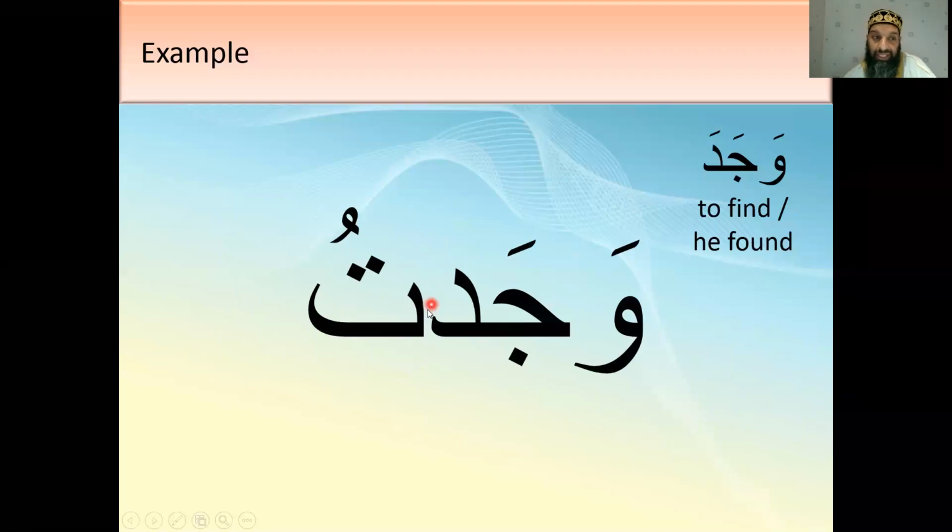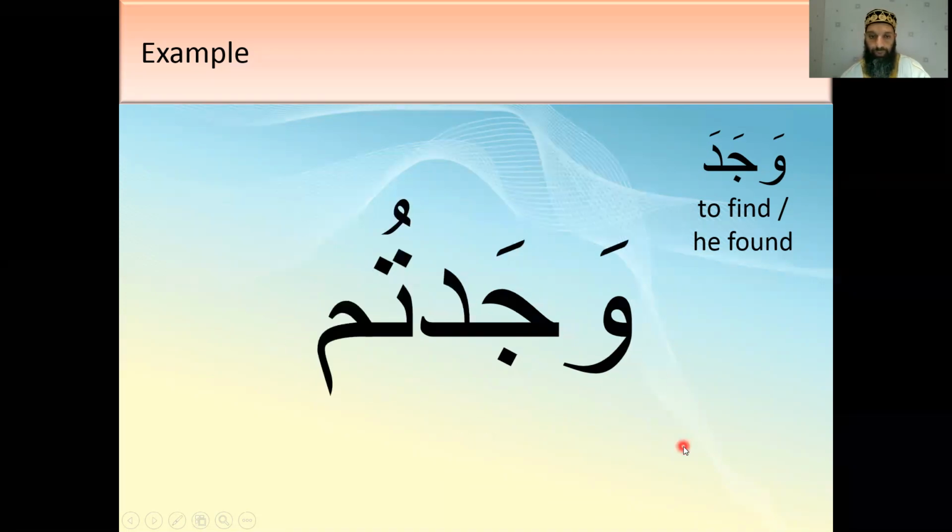So it's actually I. Whenever you see a tu, it means I did that verb. Now you just need to know what the verb means. Wajada means to find. So wajadtu means I found. Excellent. Same verb, wajadtum. What is wajadtum? What does tum do?